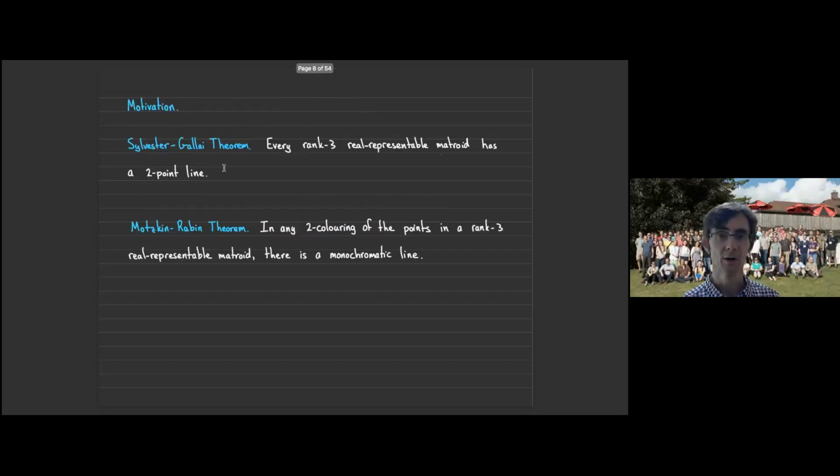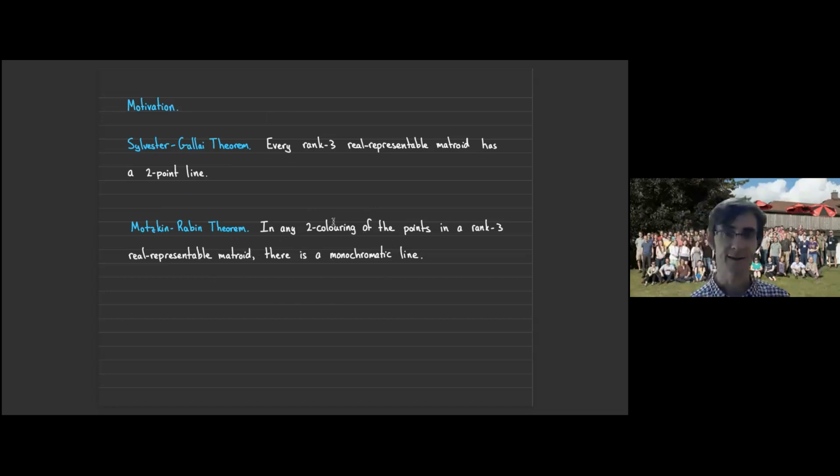So for the purpose of this talk, I'm going to take real representable matroids as the starting point. There are these two beautiful classical theorems about rank 3 real representable matroids. There's the Sylvester-Gallai theorem, which was actually conjectured by Sylvester in about 1890 and proved by Gallai in around 1940. And what he proved was every rank 3 real representable matroid has a 2-point line. Then there's the Motzkin-Rabin theorem that says that in any 2 coloring of the points in a rank 3 real representable matroid, you get a monochromatic line. So that's already very reminiscent of our conjecture.